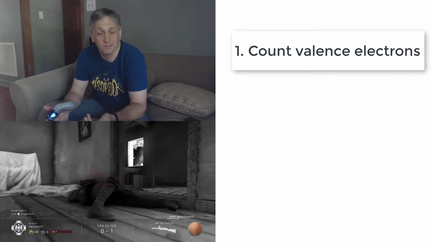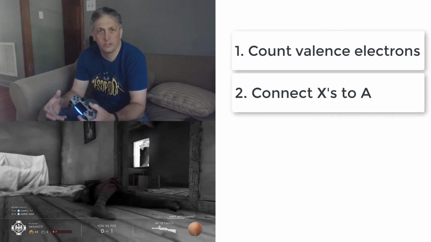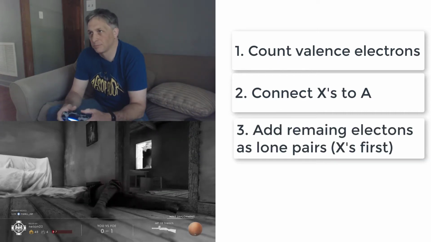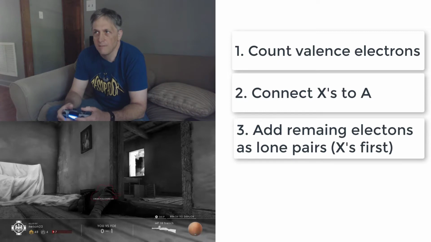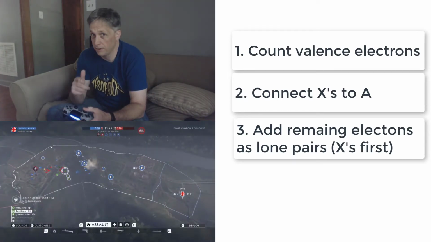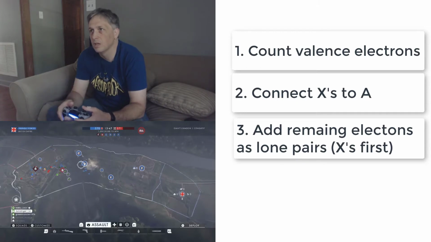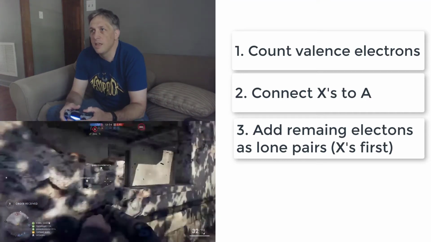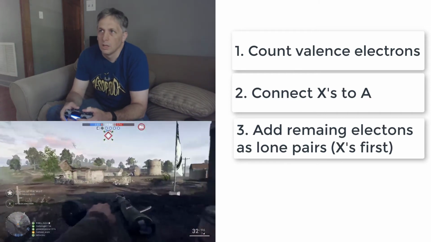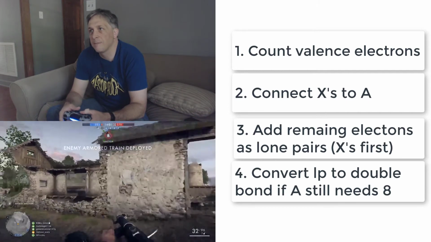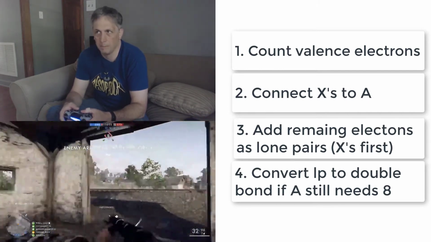Again, you start with the valence count, then you hook the X's to your A, and use up the remaining electrons as lone pairs, outside first. If you have enough after giving the outer atoms their octets, and you should, any remaining will go on the central atom. If you don't have enough, like we saw with nitrate, that's when you would want to start thinking about multiple bonding. Take a lone pair from an outer atom and convert it to a shared pair. Make it a bond.